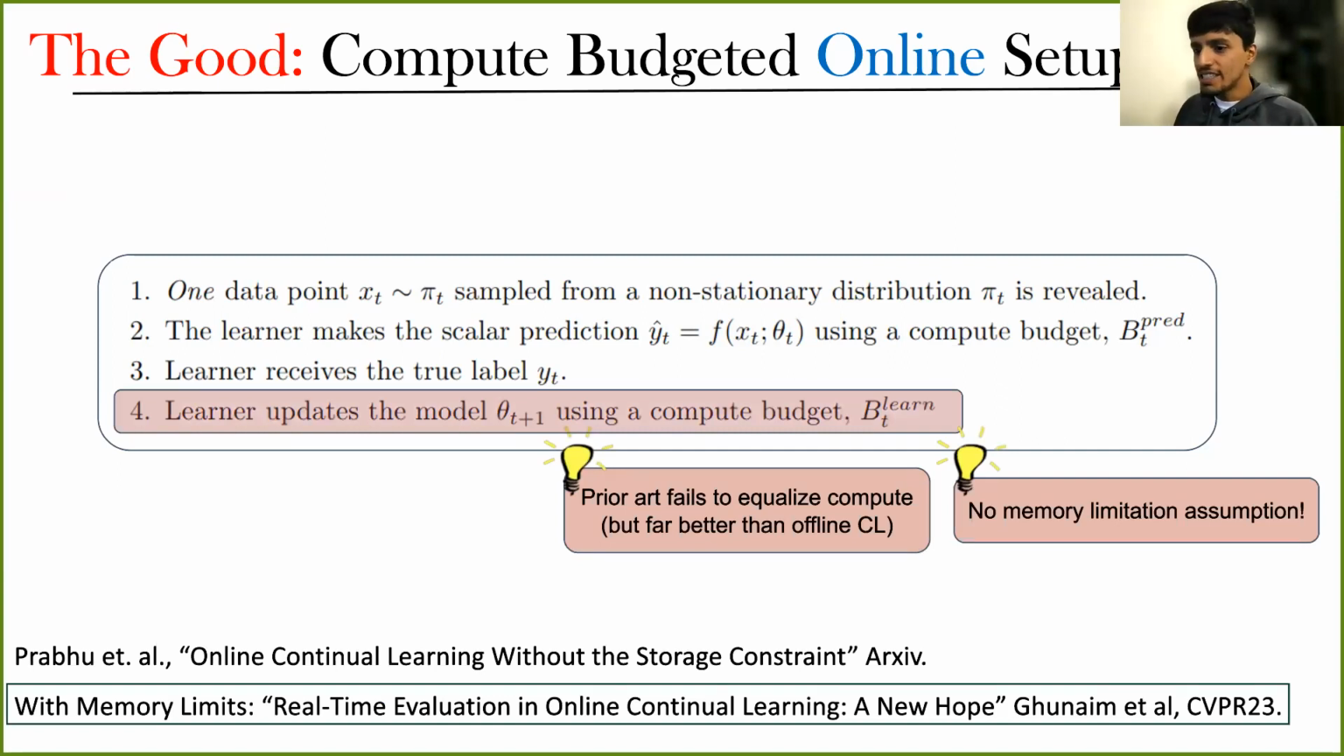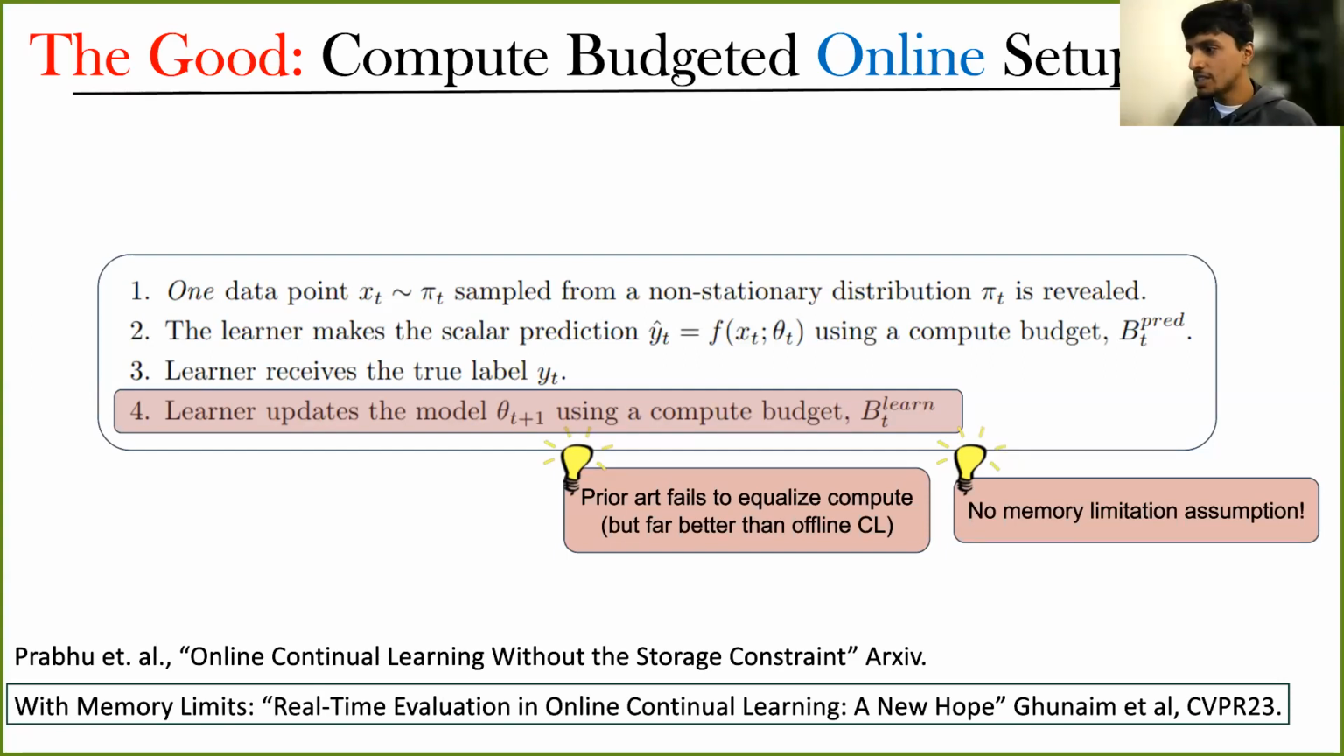So what are the key changes that we make in our work? The key change is that we equalize compute. Note that online continual learning algorithms have paid attention to the compute budget, but they simply measure it, they don't equalize it. And when you equalize it, interesting things happen.